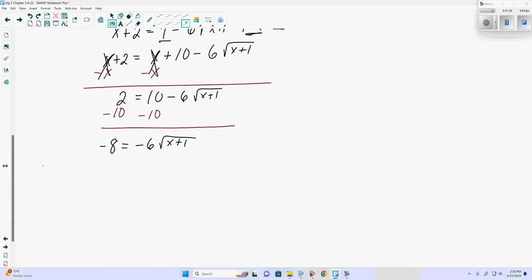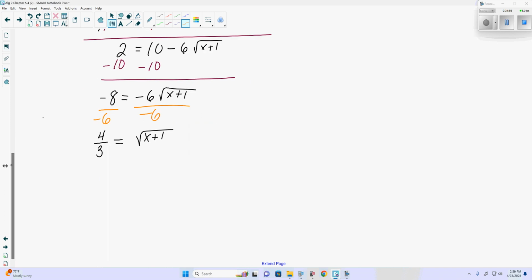Is the radical by itself? No. To get it by itself, we need to divide both sides by what? -6. Now on the right-hand side, our -6 times the square root of x plus 1 divided by -6 is the square root of x plus 1. -8 divided by -6 is -4 over -3, but that's also the same as 4/3. Well, wait a minute. It's not equal to a negative anymore, is it? Okay, so we're good. Radical, is it by itself?